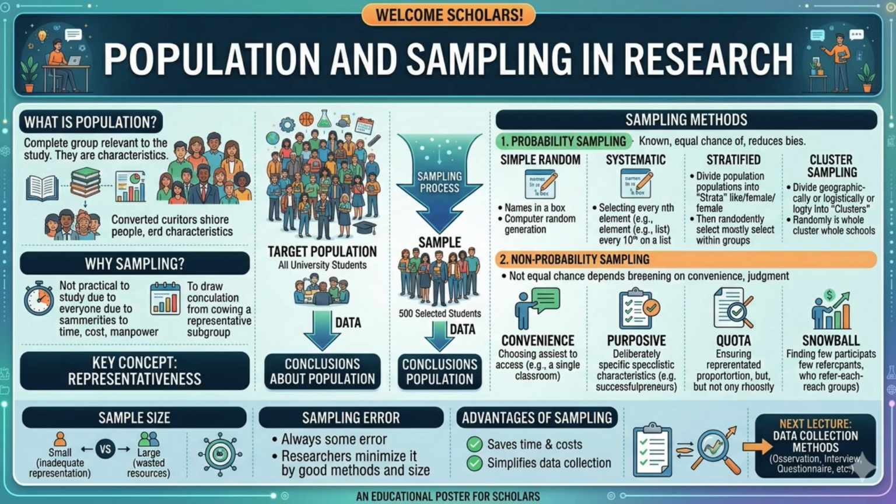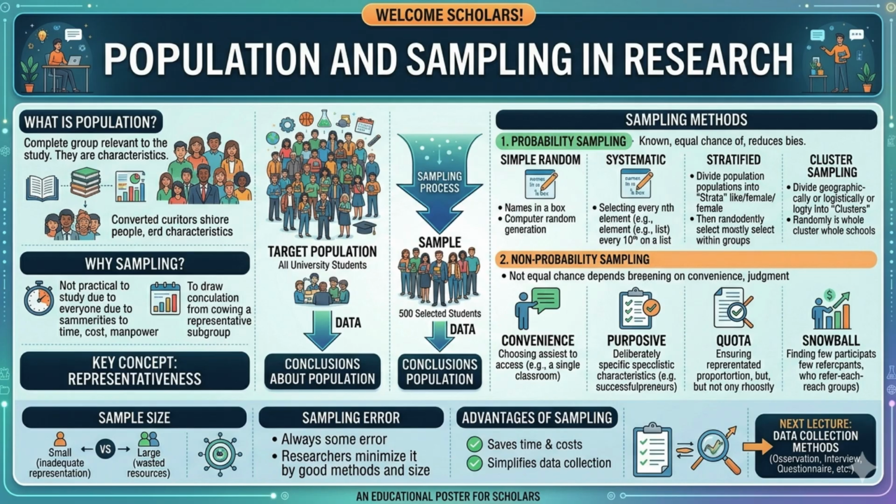In this technique, researchers ensure that specific categories are represented in predetermined proportions. For example, a researcher may decide to include equal numbers of male and female participants. Unlike stratified sampling, however, selection within each category is not random.